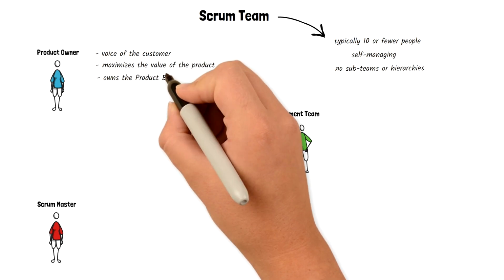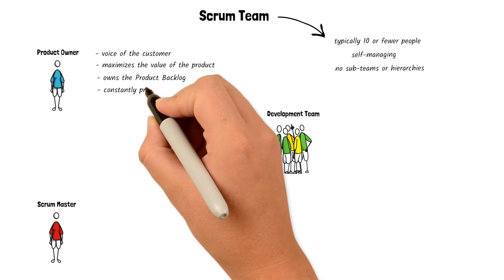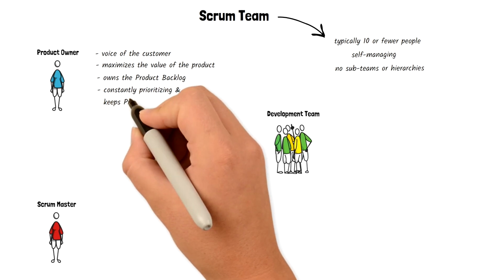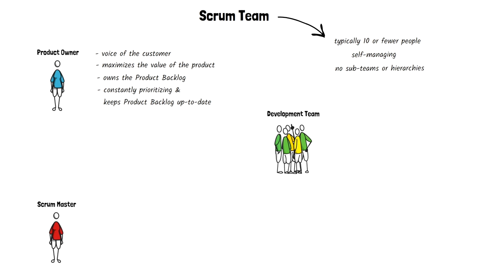They own the product backlog, which is a list of what is needed to build or to improve the product. The product owner is constantly prioritizing and keeping the items up to date in the product backlog.